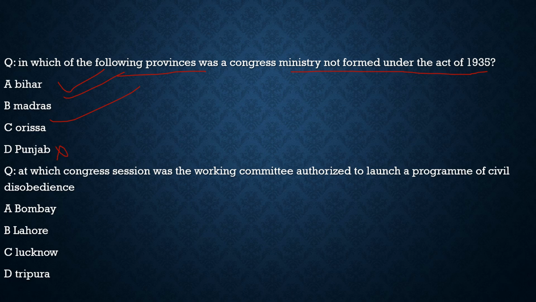It says, at which Congress session was the working committee authorized to launch a program of civil disobedience? Is it the Bombay or Lahore session? It is definitely the Lahore session. So by solving this question, we completed today's discussion.